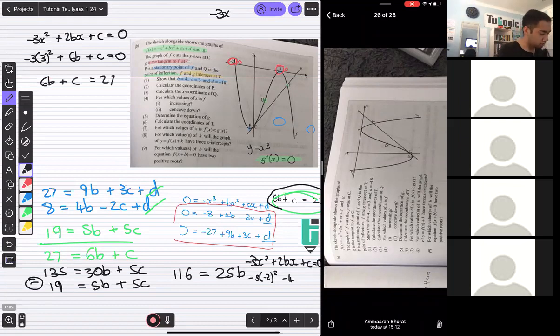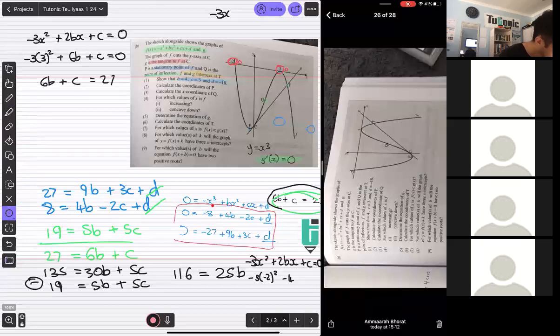Let me just try something, guys, quickly. There is an opportunity to do simultaneous on your calculator. Let me just check. 19, 5, 5, 27, 6, 1. I think we maybe made a mistake with the blue. Otherwise, there's a mistake with the question, but I'm not sure.